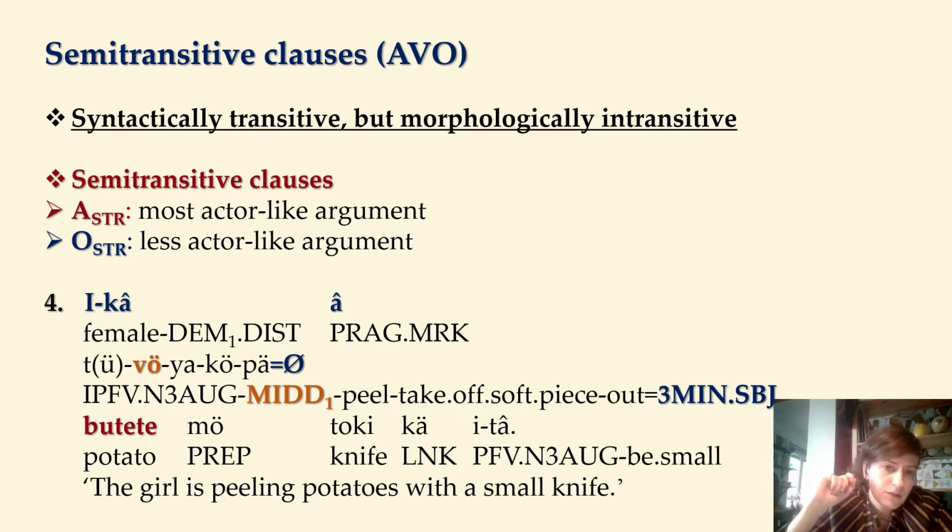So semitransitive clauses have a basic word order in Nalögo, which is AVO, as shown in example 4 here, where we have the girl is peeling potatoes with a small knife. The girl, iko, which is in preverbal position. Then we have the verb, that in this case is marked by the prefix v, but this depends on the verb class to which the verb belongs. And then we have the semitransitive object, butete, in this case plural.